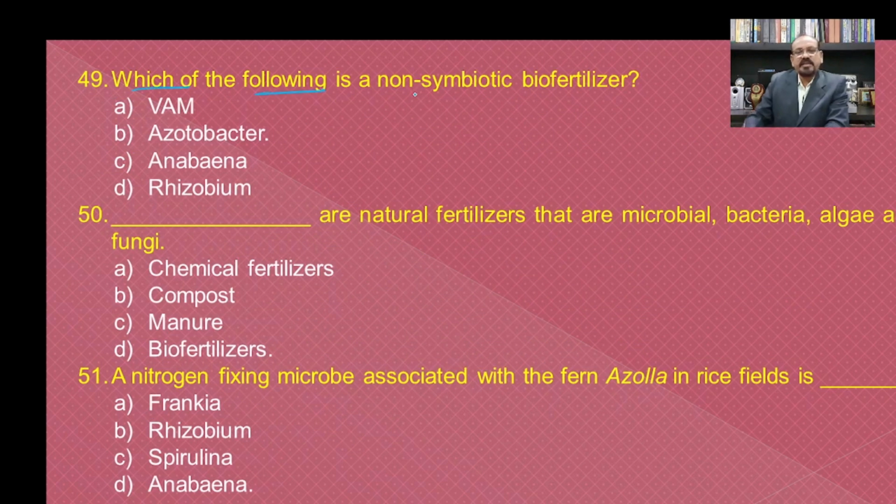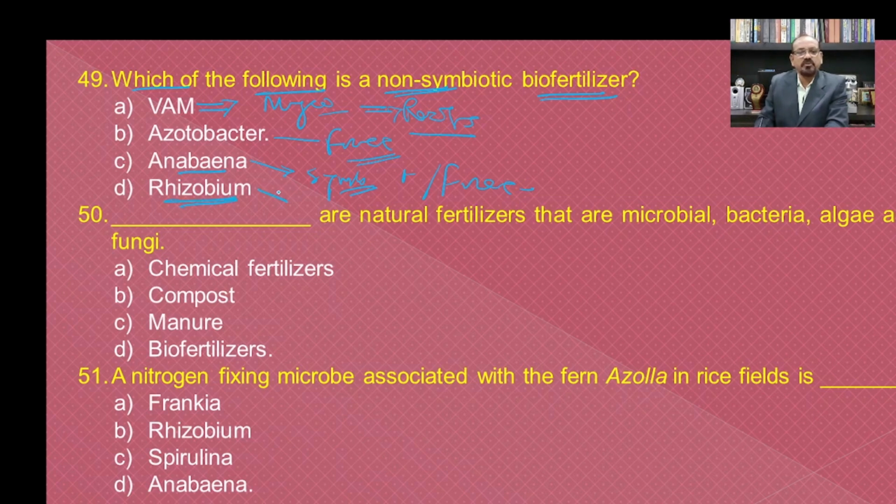Then which of the following is a non-symbiotic biofertilizer? Vesicular arbuscular mycorrhiza is an example of the mycorrhiza which is in association with the roots of the higher plants. Azotobacter is a free-living organism, can fix the atmospheric nitrogen. Anabaena is a symbiotic organism and can fix the atmospheric nitrogen. Again, it is free living and can fix the atmospheric nitrogen.